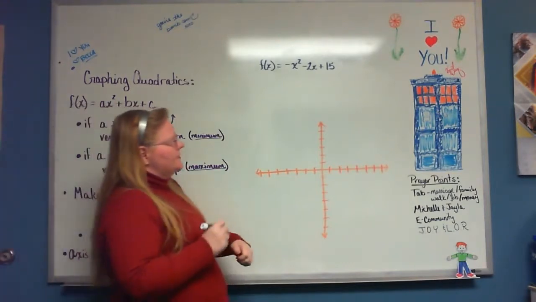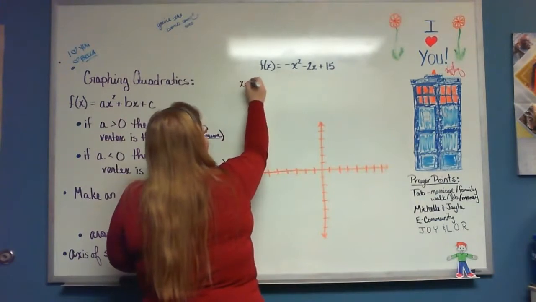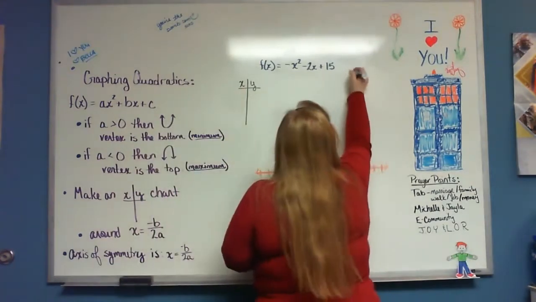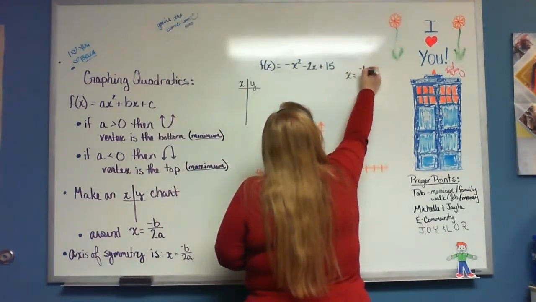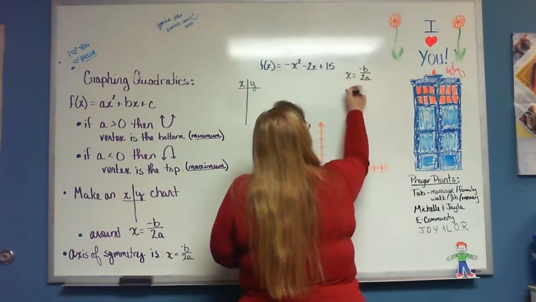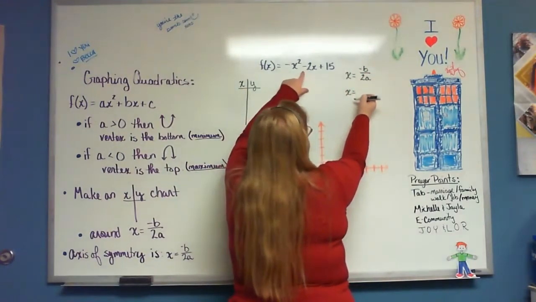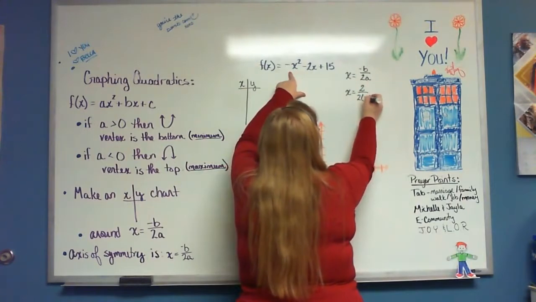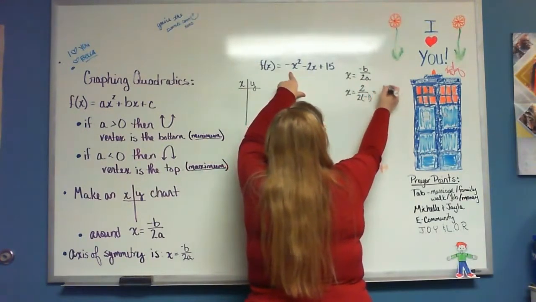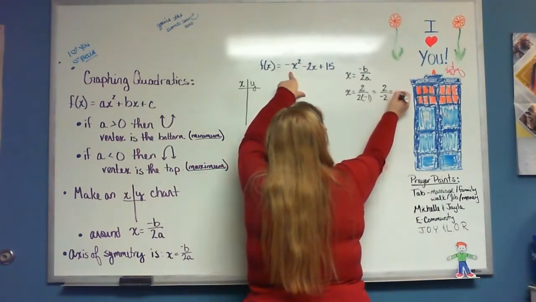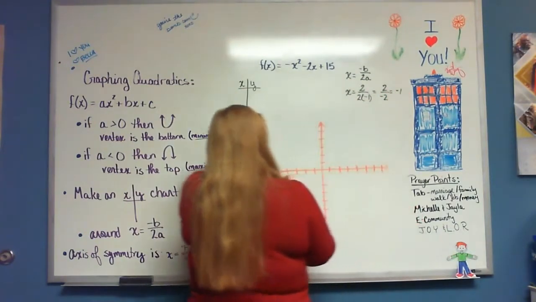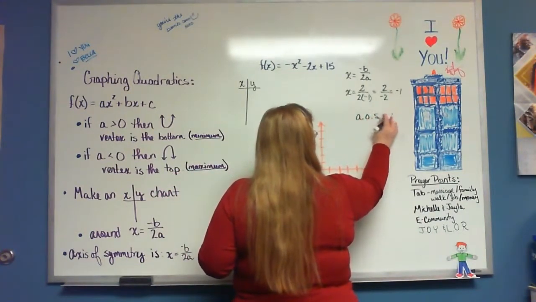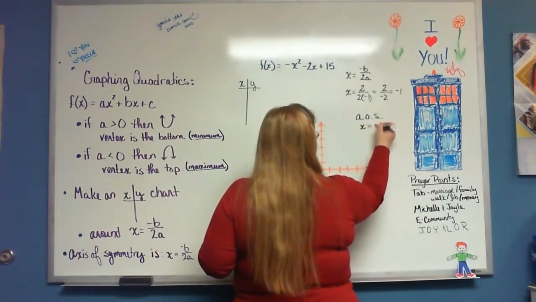We still start out the exact same way. We're still going to look for an XY chart, and we have to find where our starting point is going to be. So we have to find our -b over 2a. Our -b makes it a +2 over 2 times -1, which makes it 2 over -2, which is just -1. So we know our axis of symmetry is going to have to be x is equal to -1.